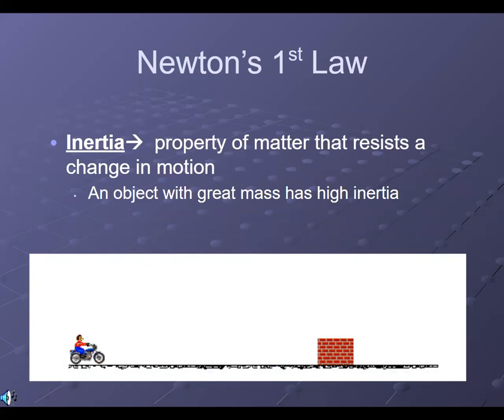Think about if you've ever tried to move a piece of furniture. The smaller the furniture is, the easier it is to push around. But if you've got a huge bookshelf or something like that that has a high mass, it gets a lot harder to move that around the room. And that's because of this property of inertia. It takes more energy to start that motion.